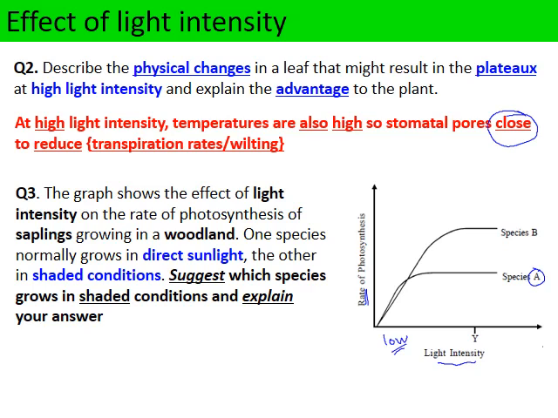But we know under high light intensity, species A does not have a particularly high rate of photosynthesis. It's less than species B. So species B in high light intensity has a high rate of photosynthesis, which is why you might expect species B to have evolved in brighter sunlight compared to species A.